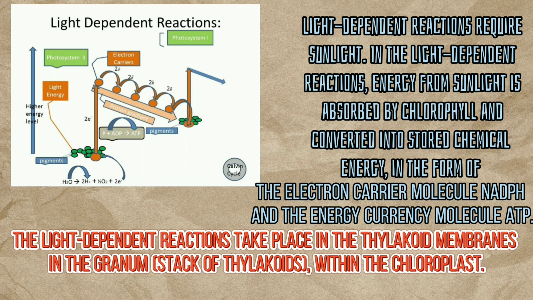Light-dependent reactions require sunlight. In the light-dependent reactions, energy from sunlight is absorbed by chlorophyll and converted into stored chemical energy in the form of the electron carrier molecule NADPH and the energy currency molecule ATP. The light-dependent reactions take place in the thylakoid membranes, in the granum stacks of thylakoids within the chloroplast.